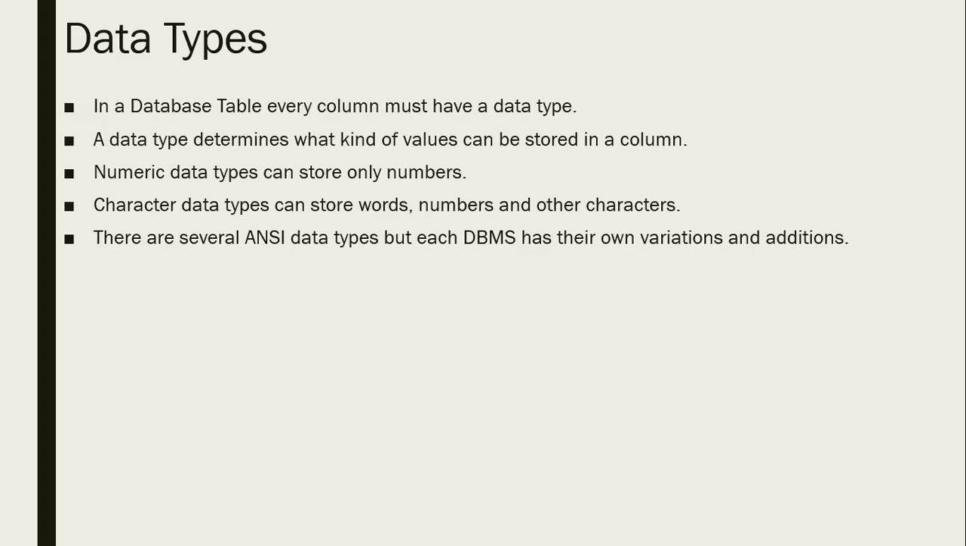So basically, in every database table, every single column has to have a data type. They're always going to have one data type. The data type determines what kind of values you can store in the column. Sometimes we call this domain integrity, a domain constraint. In other words, it defines exactly what type of data can be in that column. So, for example, numeric data types only store numbers. Character data types can be words, numbers, and other characters. There are other ANSI data types, right? Some of these data types are standardized by ANSI, and you'll see some of these as we go through these slides.